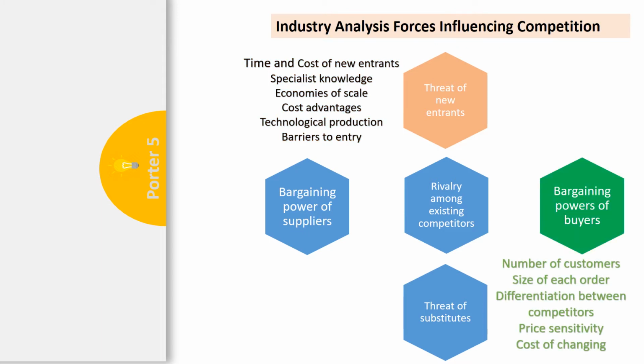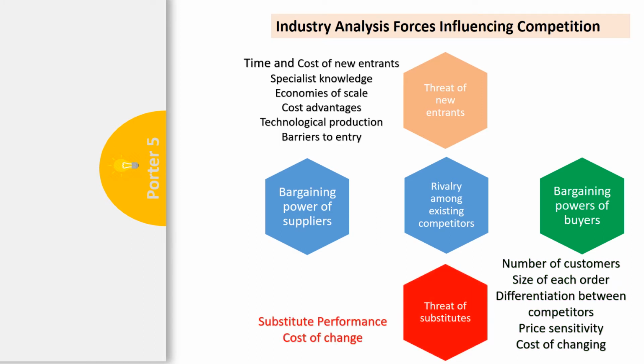What about the bargaining power of buyers? Factors that you need to take into consideration include the number of customers, size of each order, the differentiation between competitors. Is there a lot of differentiation where you can sell your products for a higher price or not? Is there price sensitivity? And what is the cost of changing?